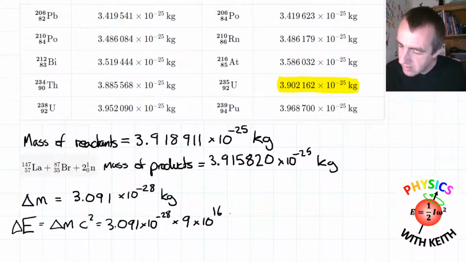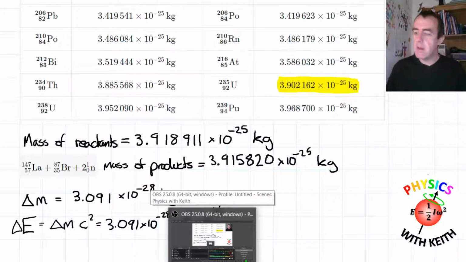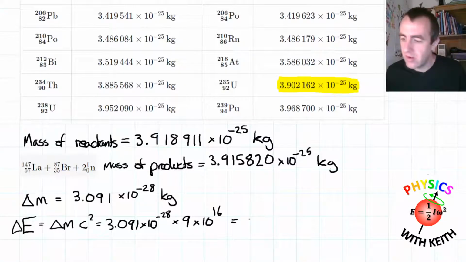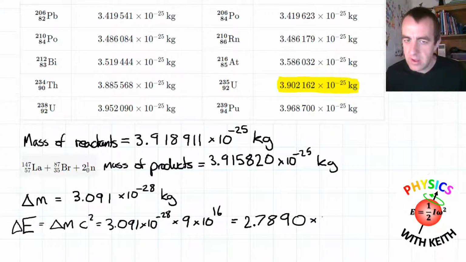So let's multiply that by 3.0 E8 squared, and we end up with a number that doesn't look very big, but bear in mind this is just one uranium atom which has absorbed one neutron. And there's a lot of atoms in that reactor core, so although this doesn't seem like a very big number, it soon adds up. 2.7819, I'll put an extra 0 in there, times 10 to the negative 11.